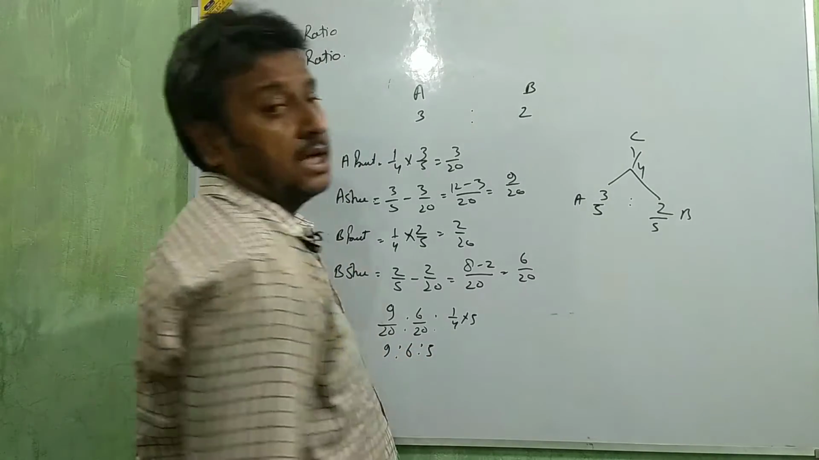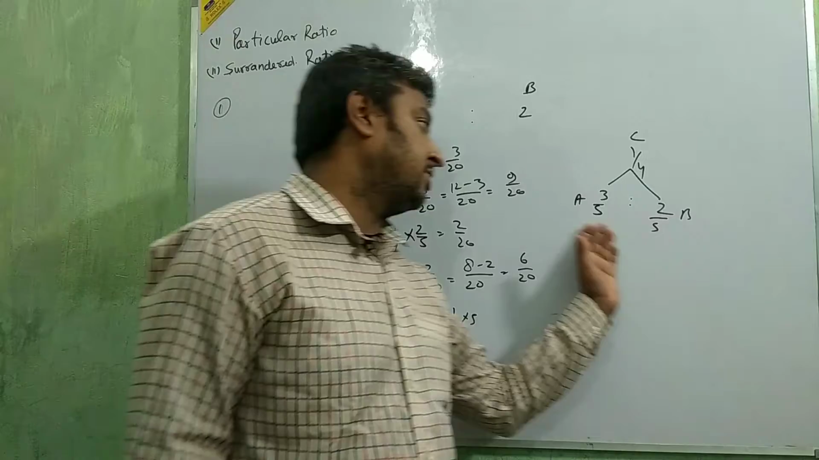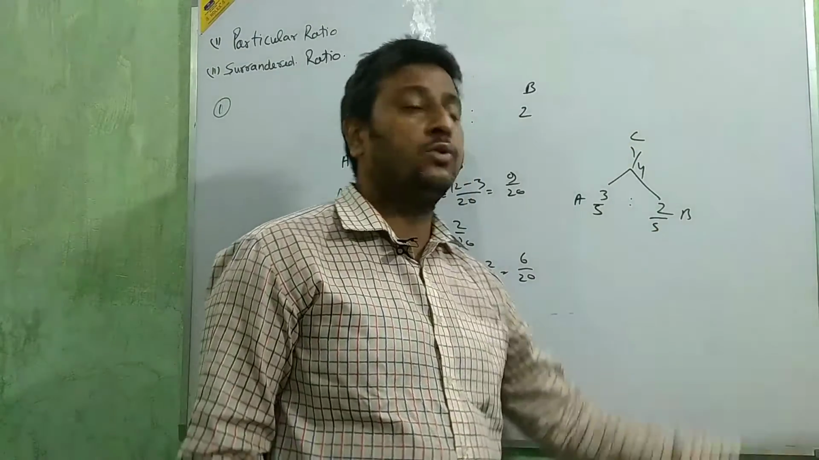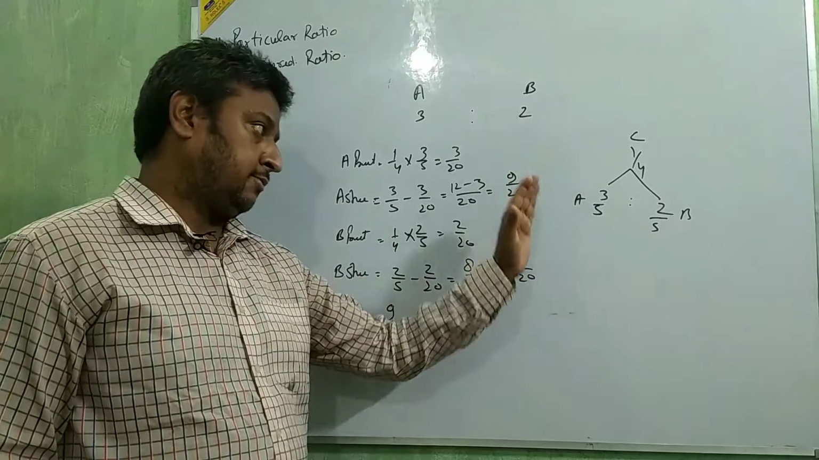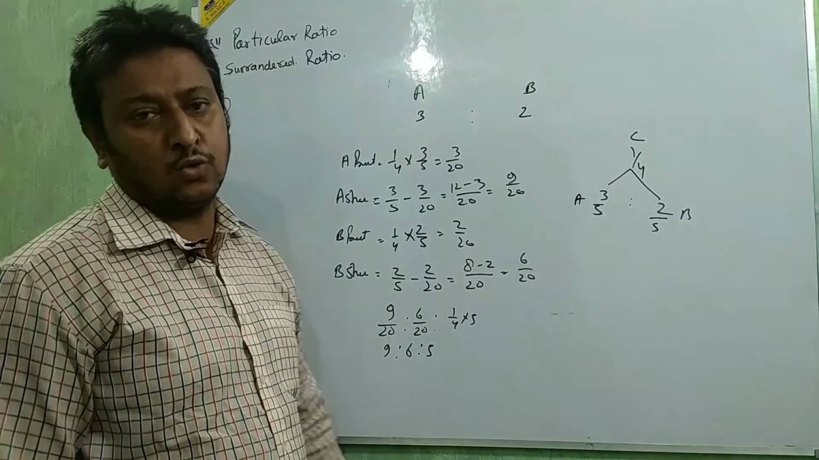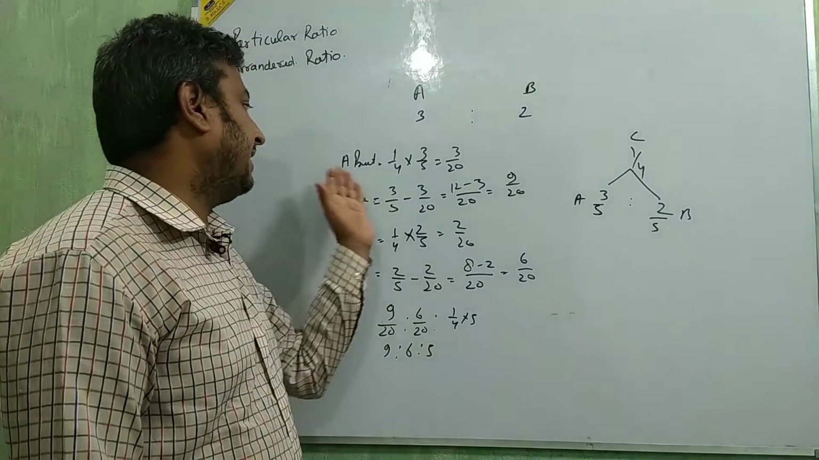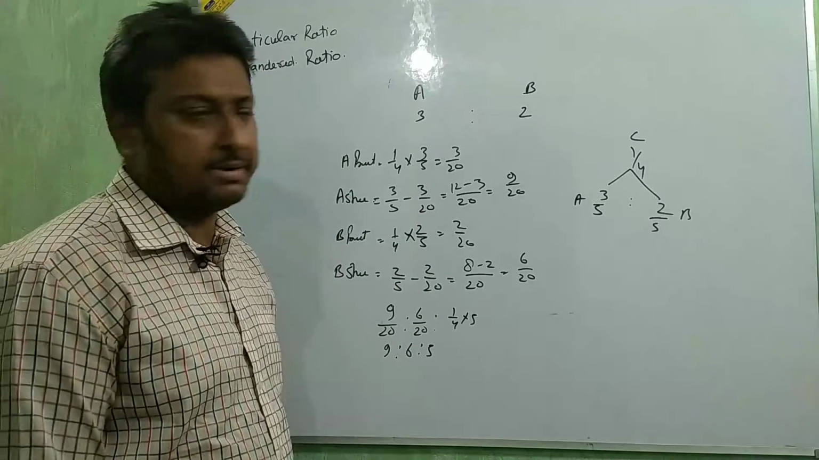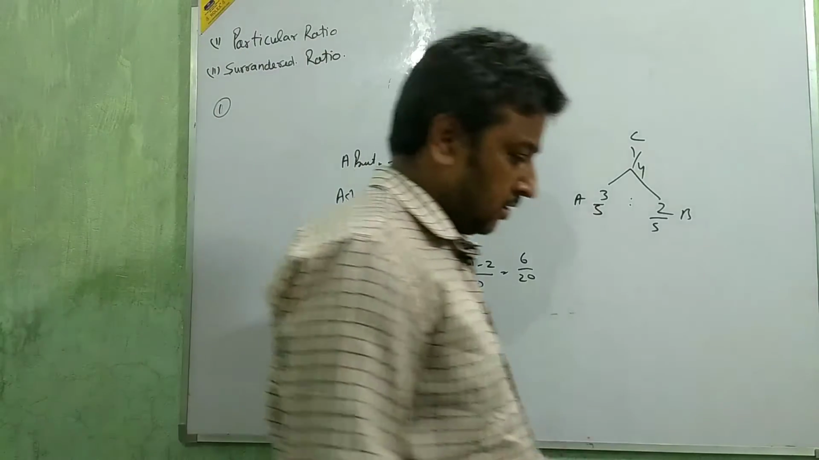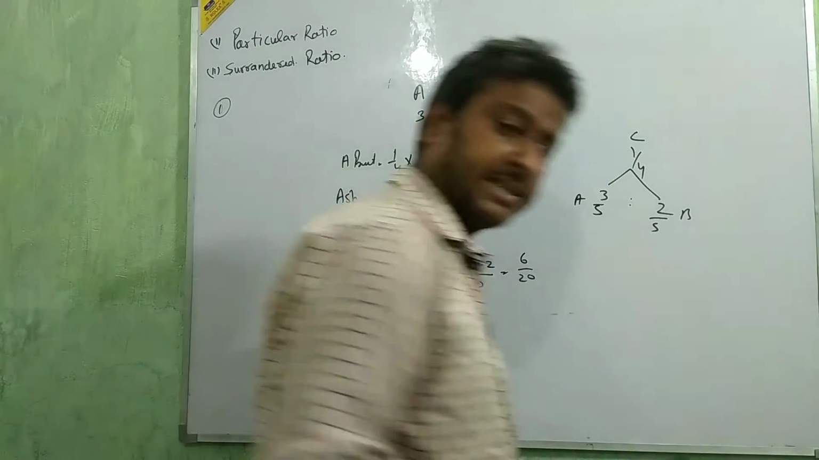9:6:5. Okay. If the total of this ratio does not come out equal, then we calculate 5/8 or 3/8 or 2/8, whatever ratio is given, and then subtract this ratio from A and B or C, whatever the question gives. Okay, beta? Clear?